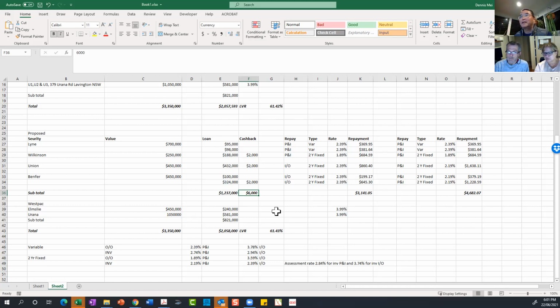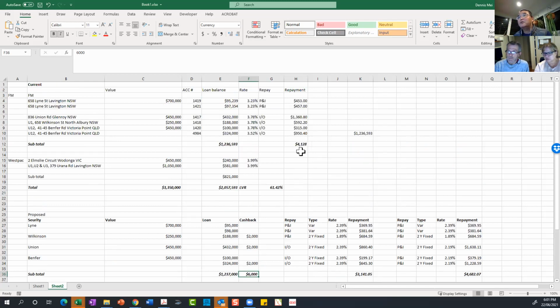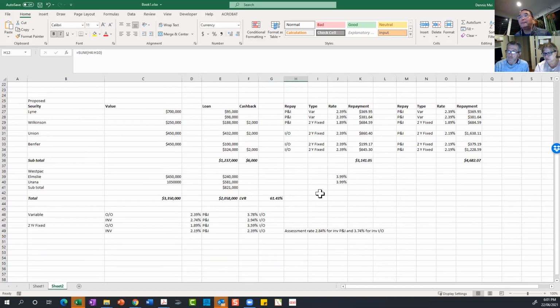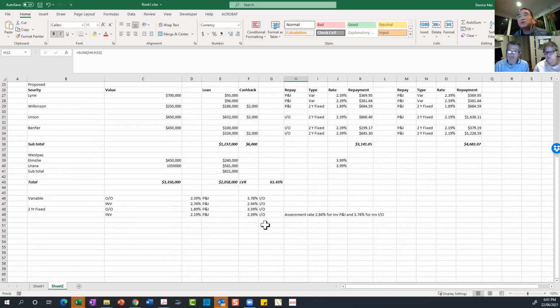Now, that's the repayment thing. Okay, current repayment $4,100, right? And that's the interest rate under 70%. Already, the discount is already taken care of. And I also negotiate the variable rate with Westpac as well. Okay, go back to the Line Street, $95,000, $98,000.